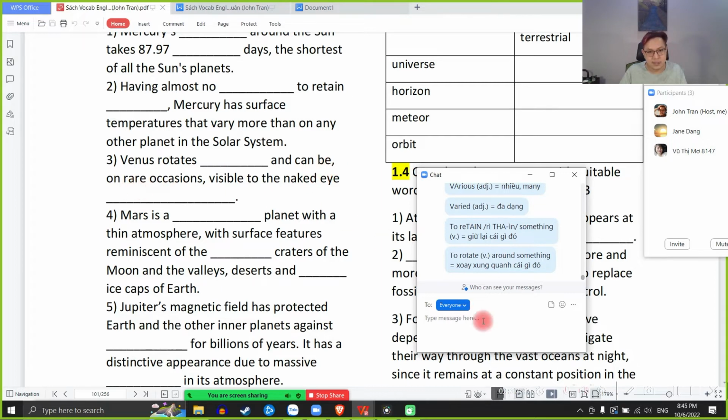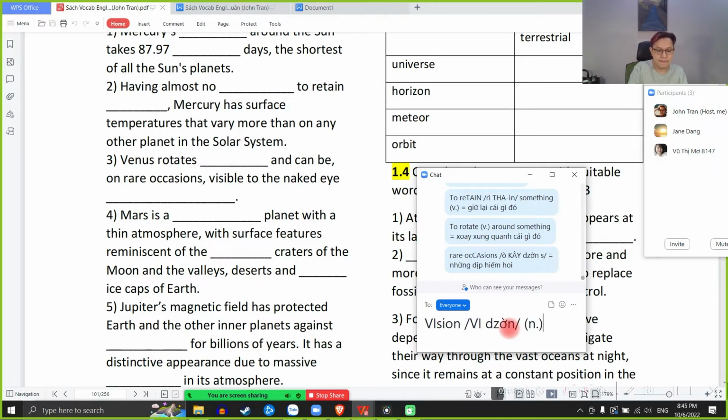And can be on rare occasions, và có thể ở trên những cái dịp hiếm hoi. Rare occasions. On rare occasions, những dịp hiếm hoi. Visible to the naked eye. So we know the word vision, right? Tầm nhìn. Vision, tầm nhìn. Nghĩa đen và nghĩa bóng luôn. Tầm nhìn của mắt. Hoặc là vision, tầm nhìn theo kiểu một người nhìn nhận sự việc như nào á.